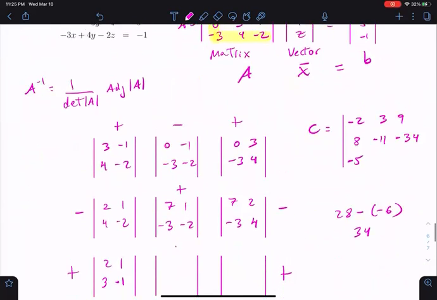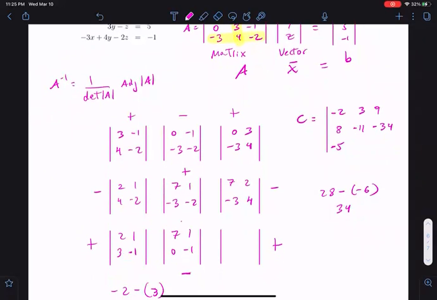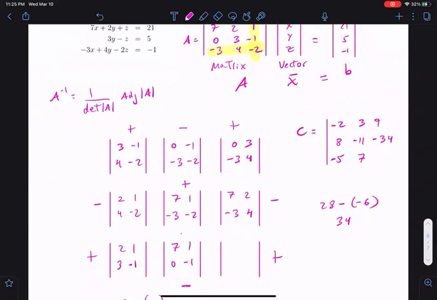Let me see if I can make it smaller so we can see it. What's next? The cofactor of 4 is 7, 1, 0, -1. So this is -7 minus 0, which is just -7. With a negative outside, it's +7. Next, this guy: 7, 2, 0, 3. If you multiply this, you get 21. So this is the cofactor matrix, or the cofactor of matrix A.